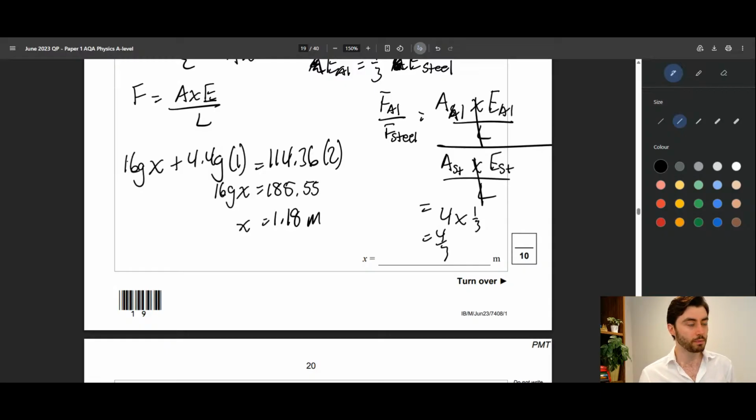Extension is the same in each. So what were they saying? Hold on, let me stop share so I can show you the mark scheme.